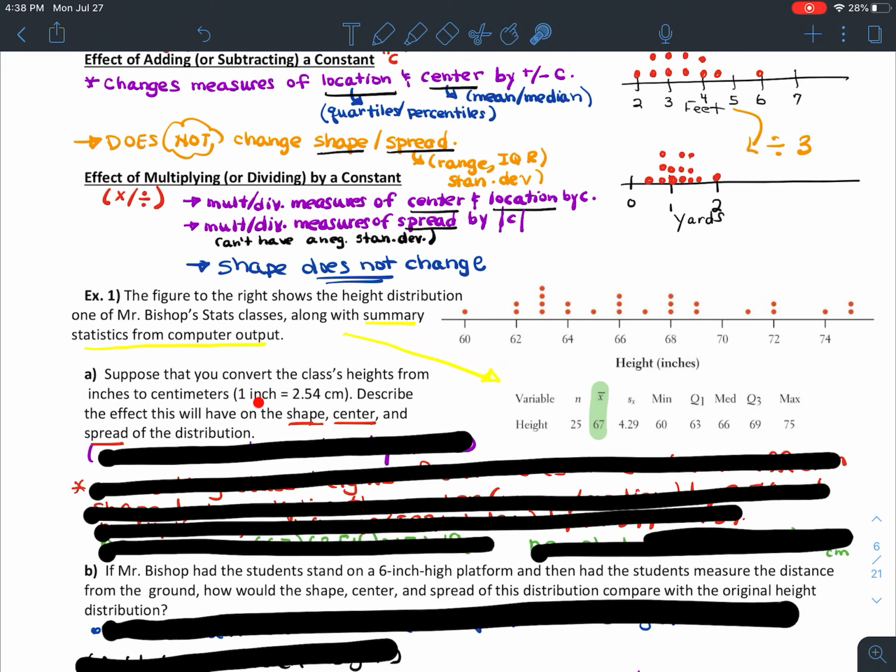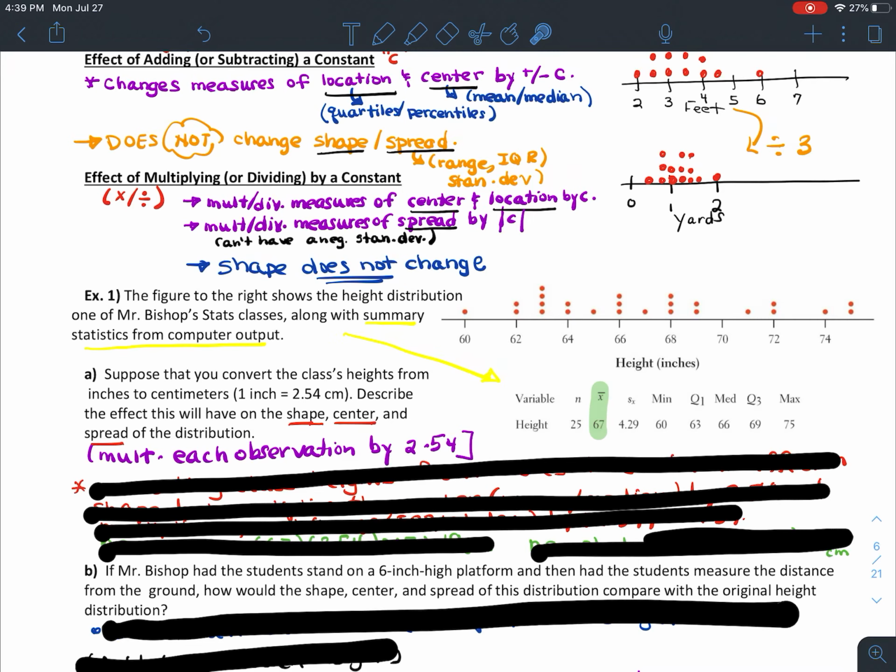Now it says here, let's suppose that you convert the class's heights from inches to centimeters. If we're going to convert from inches to centimeters, here's the calculation that you're going to make. You are going to have to multiply each observation by 2.54. Now what we're after is to figure out how that is going to change the shape of your dot plot if you multiply each of these values by 2.54 and then replot them on a new line.